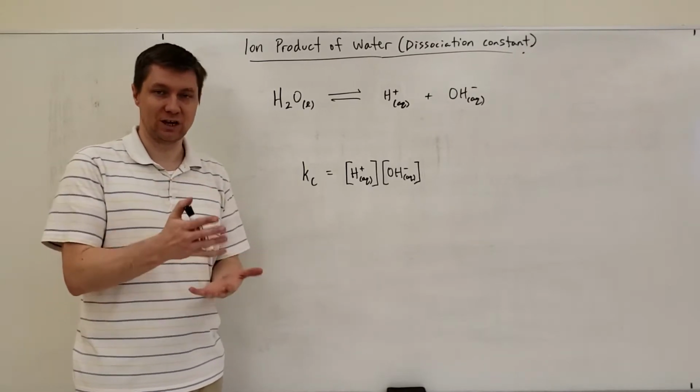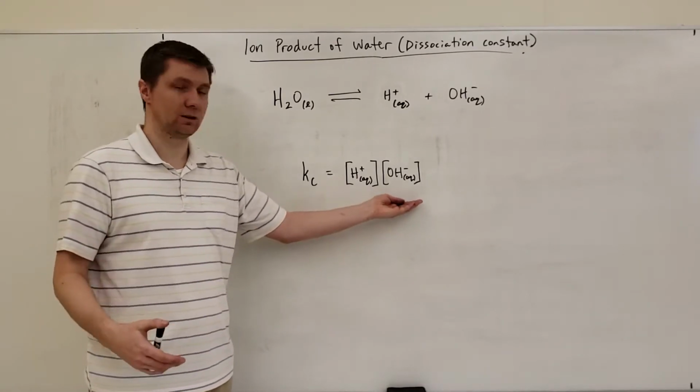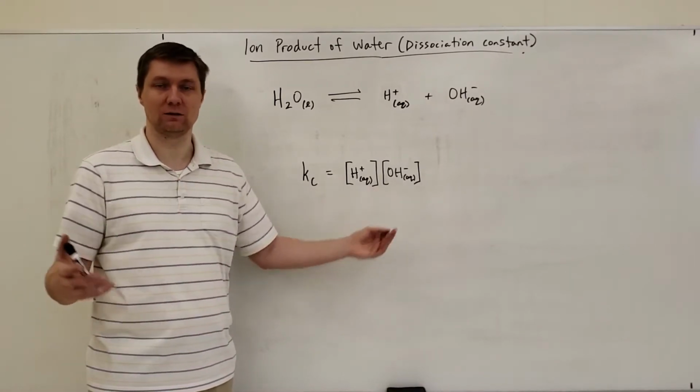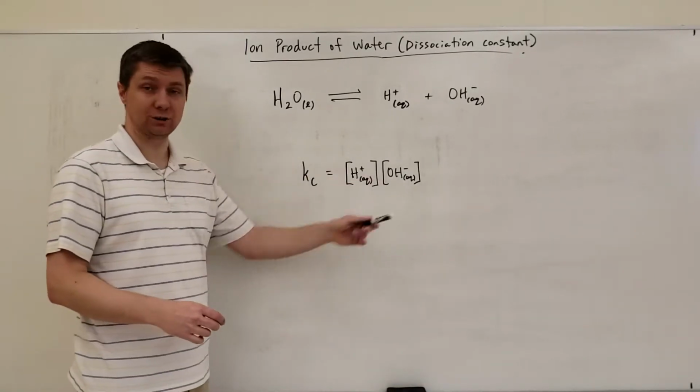If the pH is 7, then the concentration of H+ is going to be 10 to the negative 7, and the concentration of OH- is going to be 10 to the negative 7 moles per liter. So this is just the Kc expression of water.